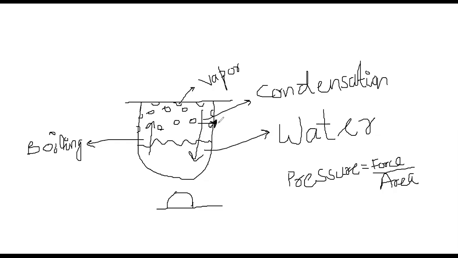If we divide that force by that area, we get the pressure. As we are getting a pressure for a vapor, for a water vapor over here, so we call that pressure vapor pressure.